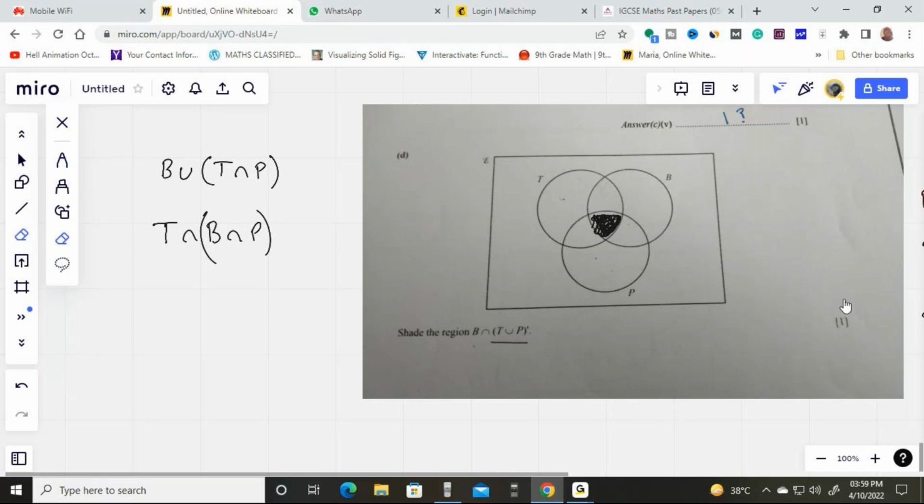Sometimes they also ask without parentheses. They ask like this, so no need to get confused. Actually, it's the same thing.